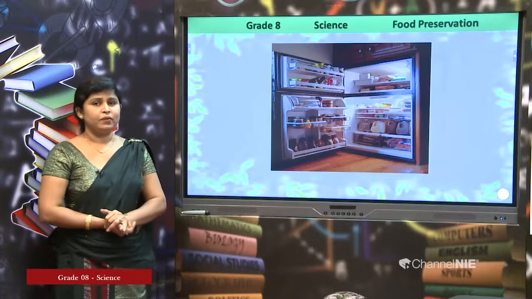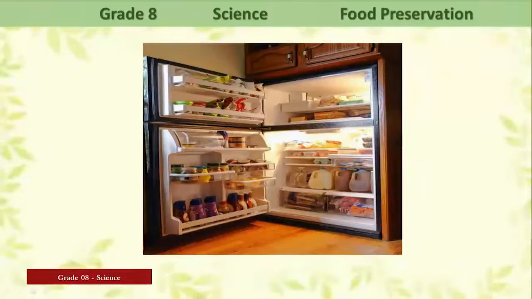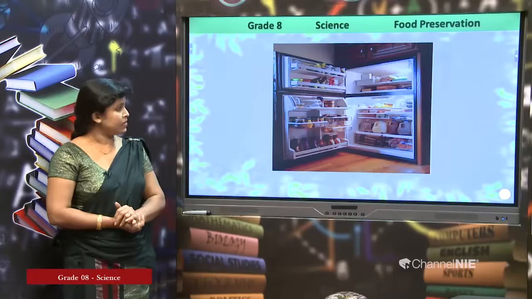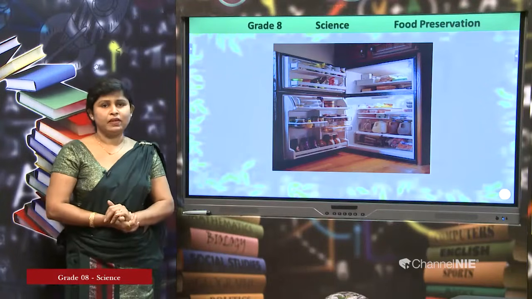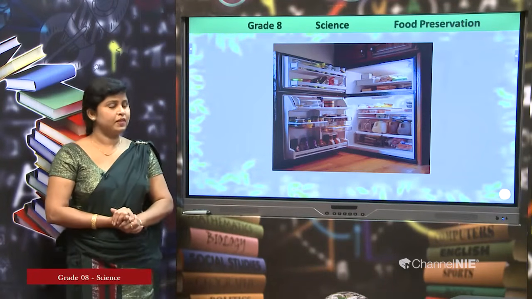Here I have given you a picture. What is it? Yes, you all know it. This is mostly found in our houses, right. That is the modern method of preserving food items at our home. It is considered the domestic method of preserving food items. It is known as the domestic method. We preserve food items domestically using this method.